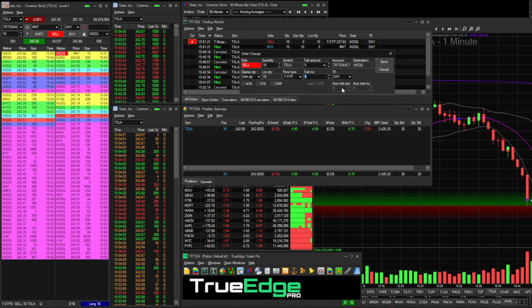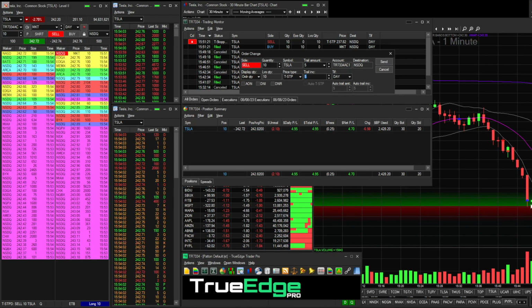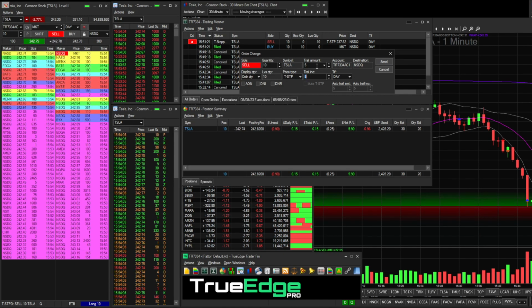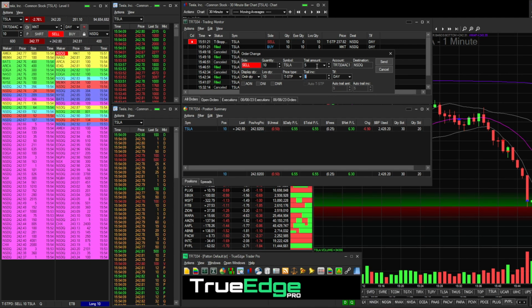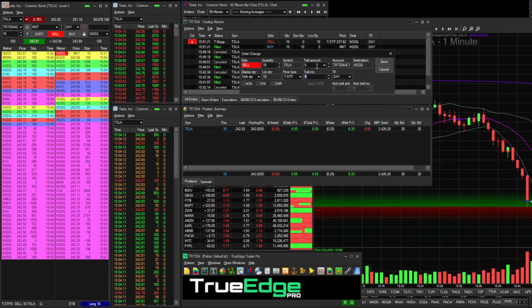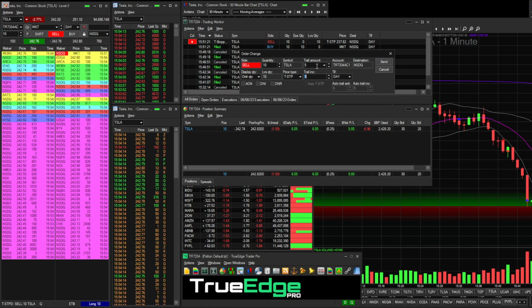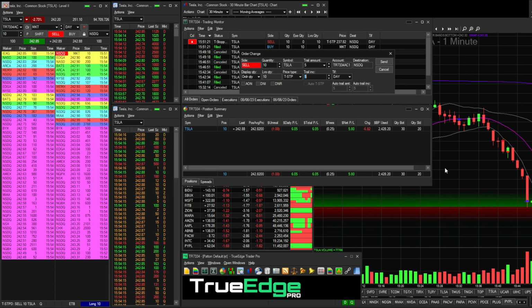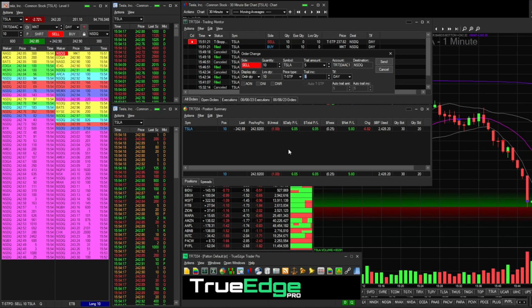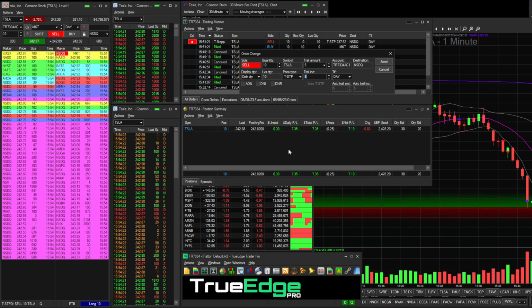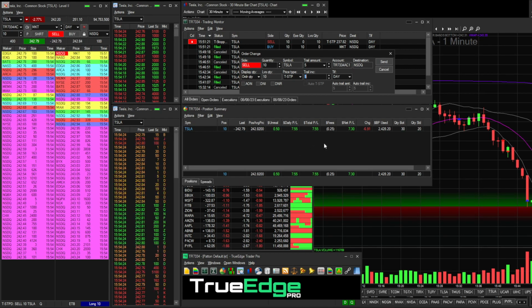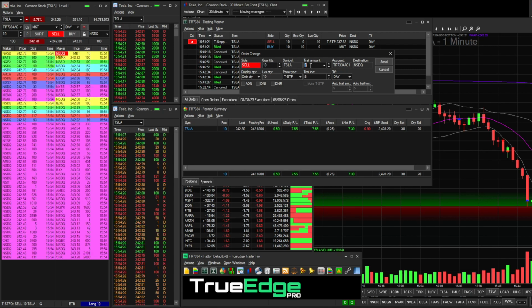So $5 is a pretty big distance. Tesla's probably not going to go $5 against me in a single trade unless I happen to get in at the beginning of the day and I just sat on the trade and it went the wrong way all day. Most likely I'll never get hit on that $5 stop in an intraday trade. Most likely, at least. It's possible, but it's not likely. So that means that the stop loss is too far away.